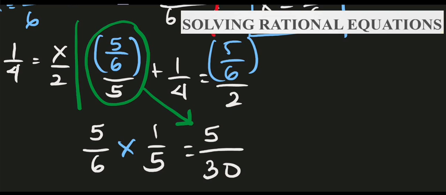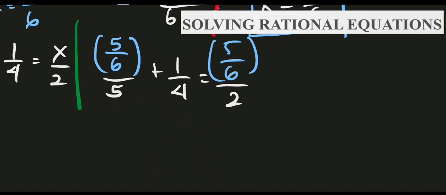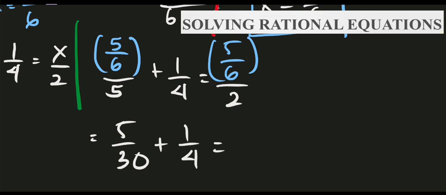Right? So let's rewrite this one. So we have 5 over 30. Okay? So this is equal to 5 over 30. So copy the plus 1 fourth. Okay? And that is equal to another complex fraction. Okay, so let's simplify this one again.